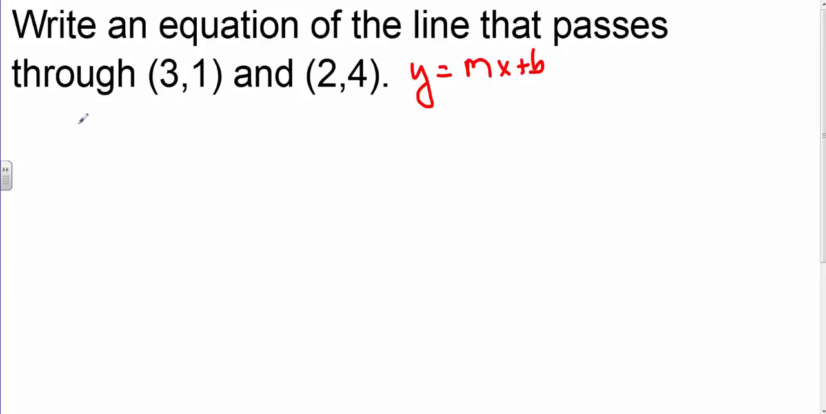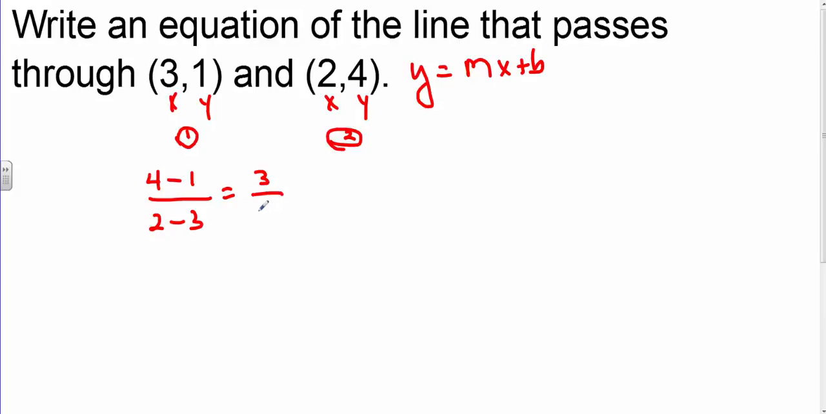So we've got (3, 1) and (2, 4). X and y, we can let this one be number 1, this one be number 2. So y2, 4 minus y1, which is 1, over x2, which is 2, minus x1, which is 3, gives us 3 over negative 1, or negative 3 for our slope. So m is negative 3.